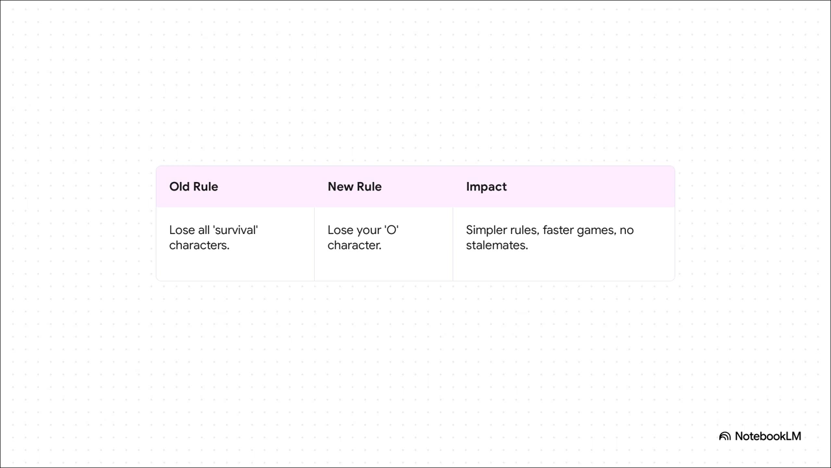Simplifying how you win. That old messy rule about losing all your survival characters? Scrapped. The new rule was beautifully simple. Protect your O. If your O character is gone, you lose. That's it. This one change just sliced through years of complexity. It gave every single match a clear focus, and it instantly got rid of those boring, stagnant games. Honestly, it was a stroke of design genius.